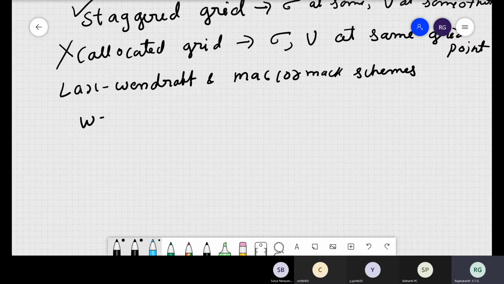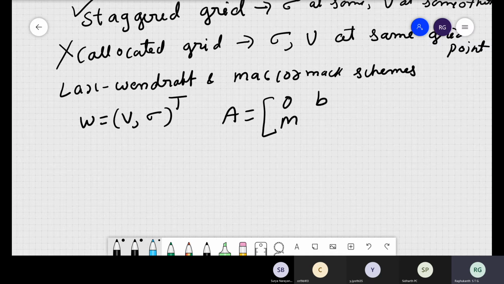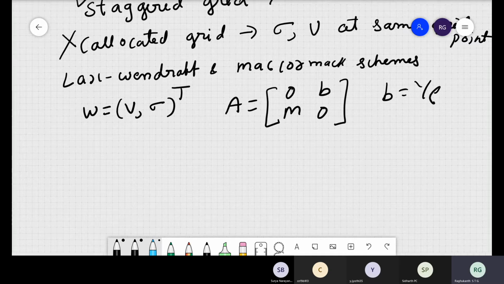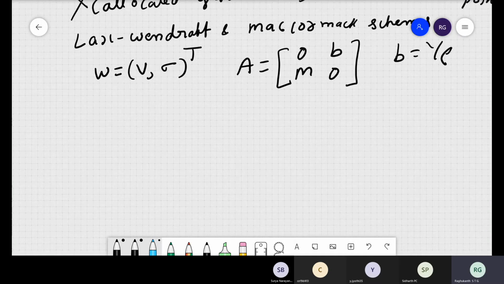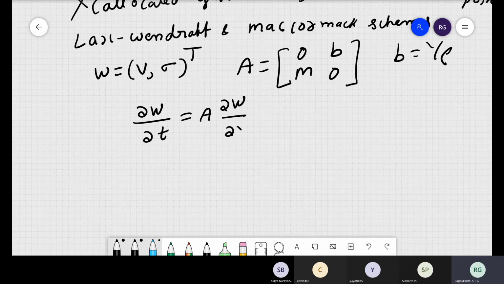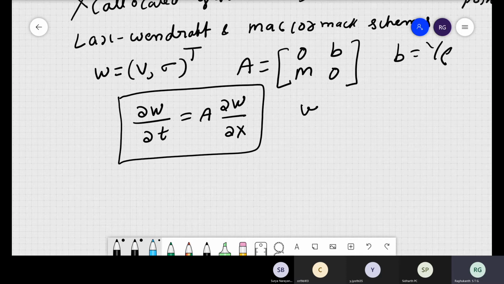If you denote W as the vector of velocity and sigma transpose, and A say is 0, B, M, 0, and B anyway is 1 by rho kind of a thing. Our velocity stress formulation has two equations, right? You can write in one equation itself in terms of W. So dou W by dou T is A dou W by dou X actually. You follow? So you can write both equations of the velocity stress formulation in one equation itself.